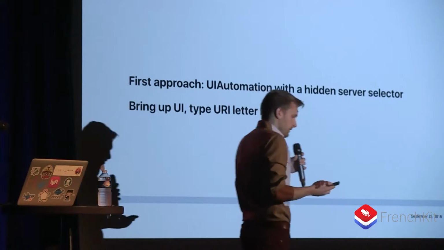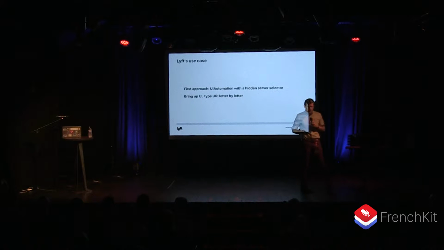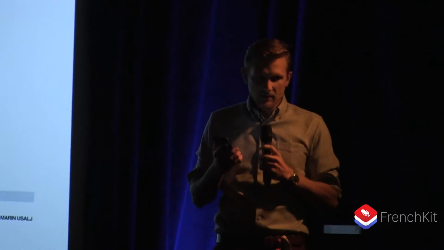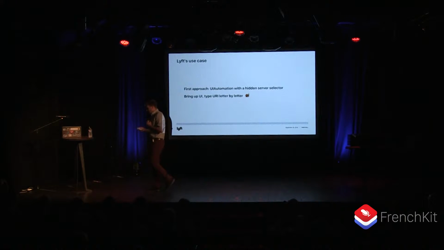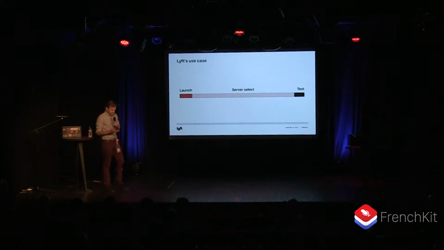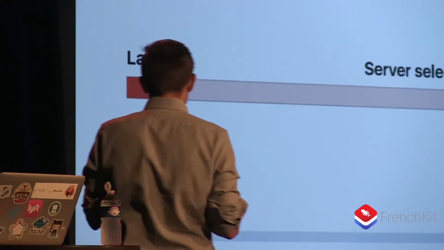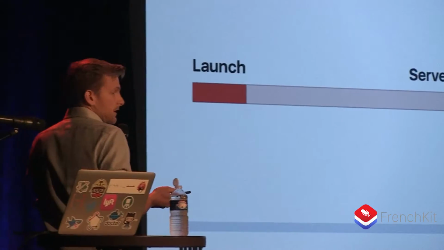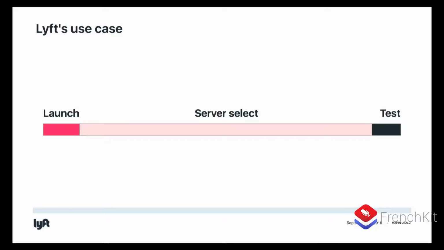So the first approach we considered was using UI automation itself. So imagine you run the app, you bring up some secret server selector, and then you type the whole URI on the keyboard. So if you can imagine, this turned out to be really slow. So we're not doing that. Also, if you can see this graphic, we'll launch the app in seconds, and then we will waste almost a minute to select the server, and then we'll waste a few seconds on the test itself. So we need to go from this to something like that.